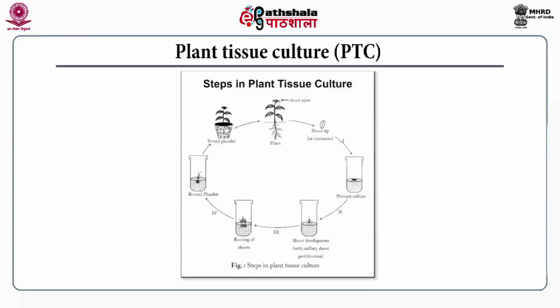Then this primary culture in the second step will lead to shoot development. Actually, axillary shoot proliferation will take place. In the third step, rooting of shoots will be there. In the fourth step, we will get rooted plantlets. Then these plantlets from the media are potted, called potted plantlets in the pot, and finally these potted plantlets develop into a full plant. So, these are the total steps. Although this process is not that simple or easy as I have shown here, the process is very complicated and very time consuming.